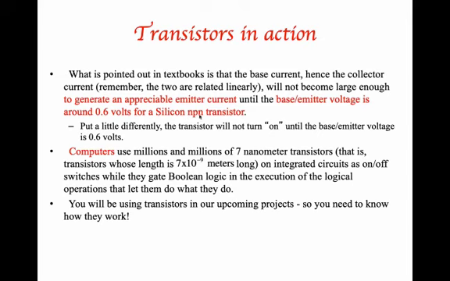The thing that I don't normally tell my kids, but Ms. Dunham picked up, was the fact that computers use millions and millions of these 7-nanometer transistors, which means they're like 7 times 10 to the minus 9 meters long. They're on integrated circuit boards, and they act as the switches to gate Boolean logic that executes the logical operations that allow your computer to do what it does. Which is pretty amazing.